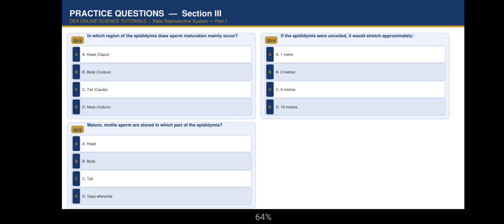Question number 14. If the epididymis were uncoiled, it would stretch approximately A, 1 meter, B, 3 meters, C, 6 meters, and D, 10 meters. Option C is correct. Now, mature motile sperm are stored in which part of the epididymis? Well, the answer is the tail. That is where you find the ones that are mature and motile, because before they move from the head to the body to the tail, by this time they are already fully matured.